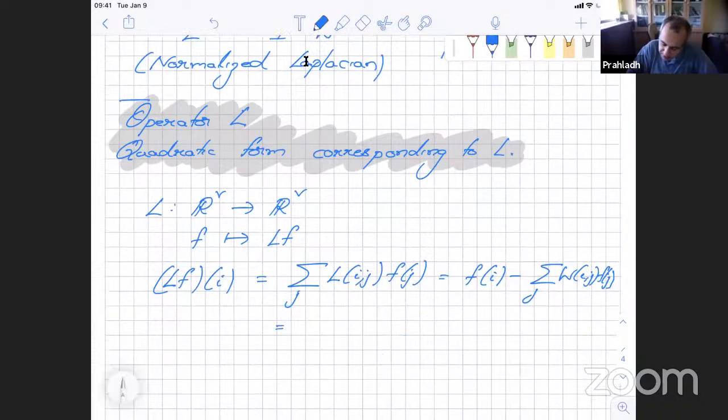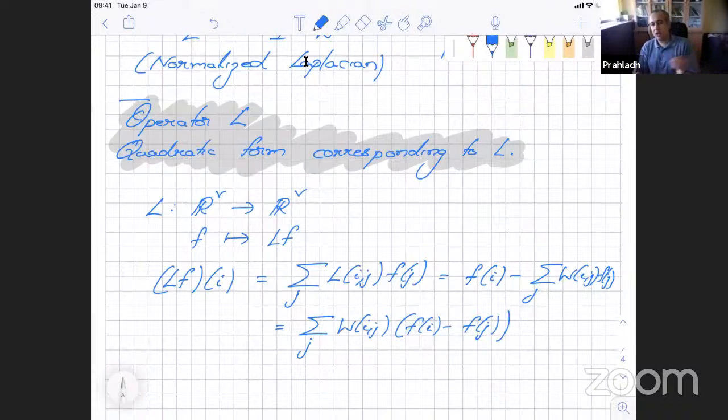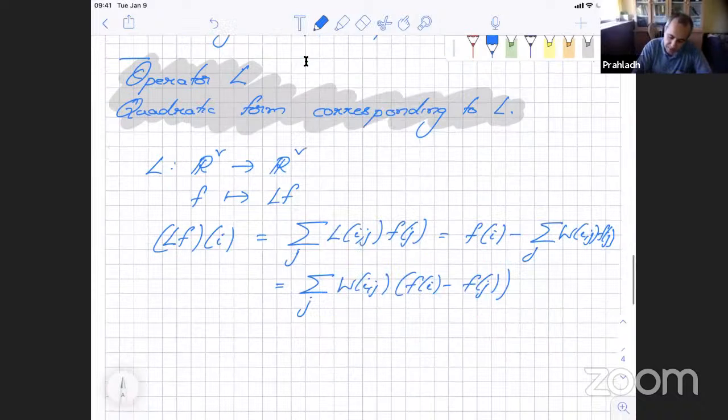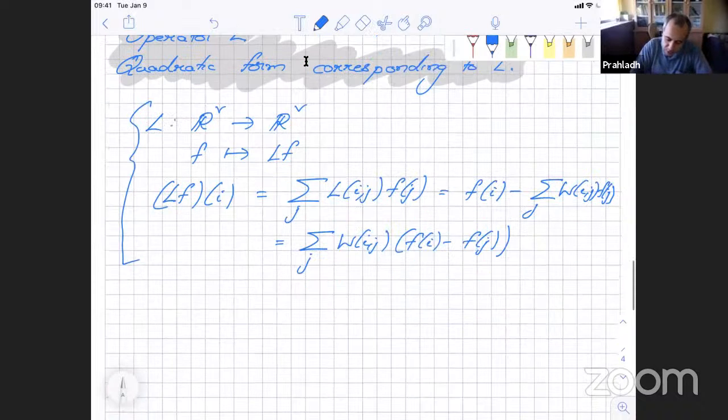And this, I will write it in a slightly fun form. I'm going to write it as Wij, Fi minus Fj. I'm just using the fact that summation Wij equals 1 when I sum over J. So the Laplacian is this operator. Okay, that's the operator. Now let's go to the quadratic form.